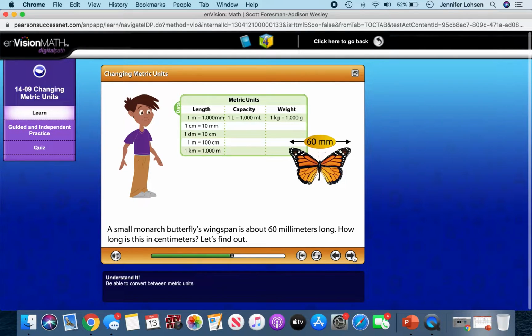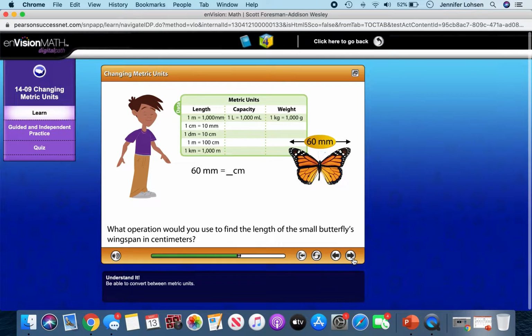Okay, so let's find out. Now we're not going from centimeters to millimeters. Now we're going from millimeters to centimeters. So we have reversed our order here. Now instead of going from a large unit to a small unit, we are going from a small unit to a large unit. So we are going to divide. We're going to take 60 and divide it by 10, because in 1 centimeter there are 10 millimeters, so therefore we have to divide this 60 millimeters by 10.